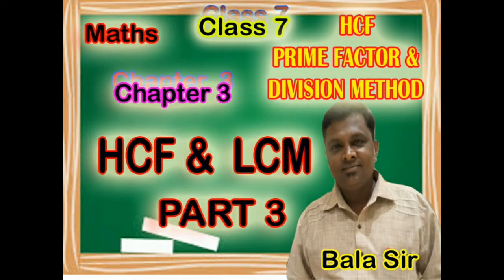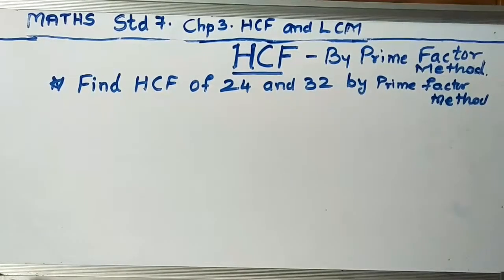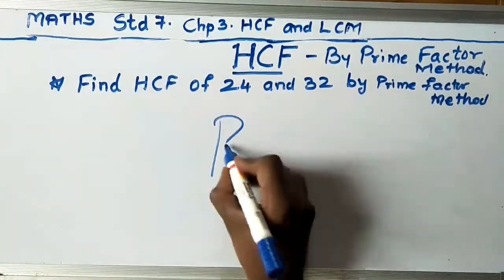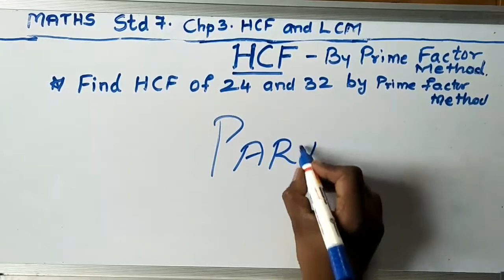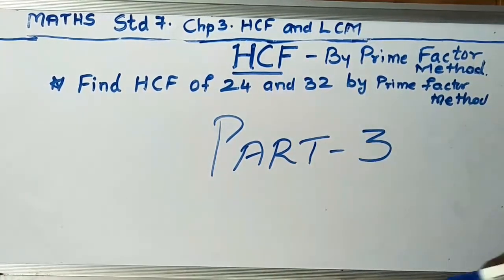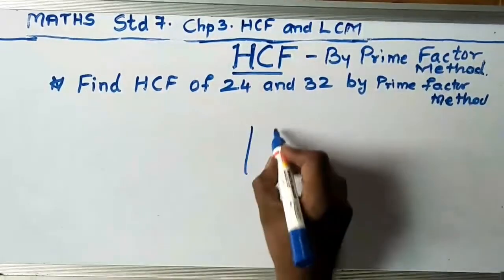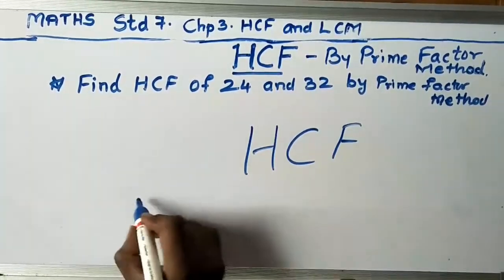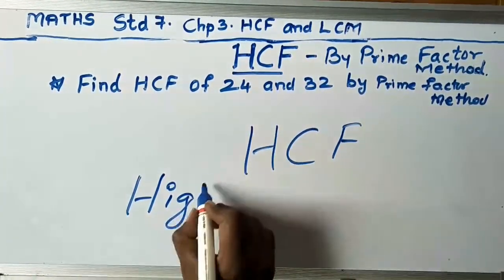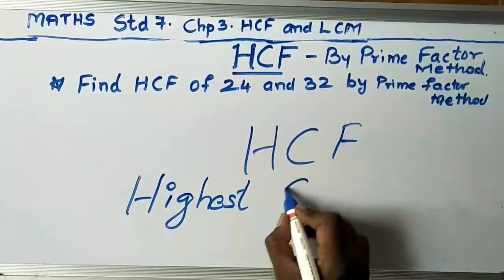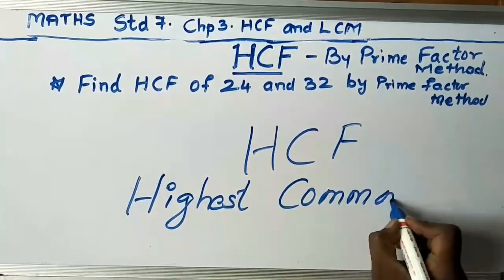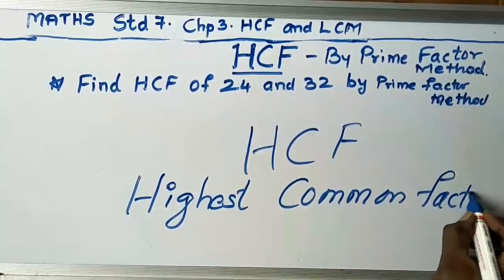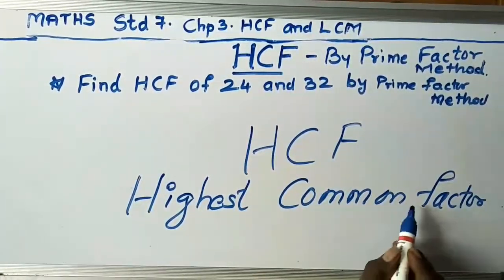Today you'll be studying class 7 Maths chapter 3, HCF and LCM, part 3 video. So today we'll learn HCF. Welcome students. In part 3 you will be learning HCF. Now what do you mean by HCF? H stands for highest, C stands for common, F stands for factor. That means HCF is highest common factor.